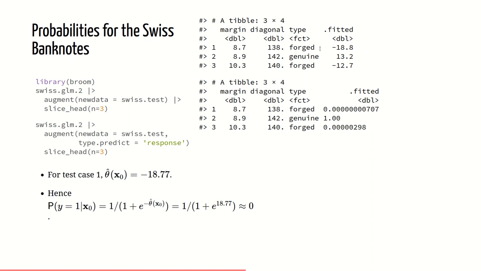Predicted forged. It's actually forged as well. The second observation, it's a positive number, so that's going to be predicted to be genuine. And the third observation is going to be predicted to be forged because it's a negative number.